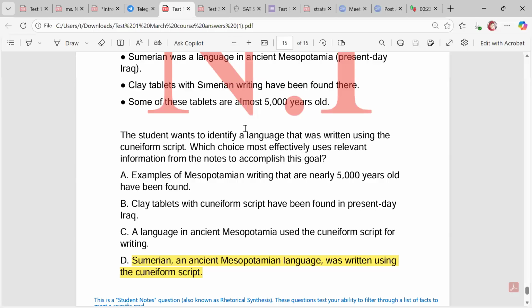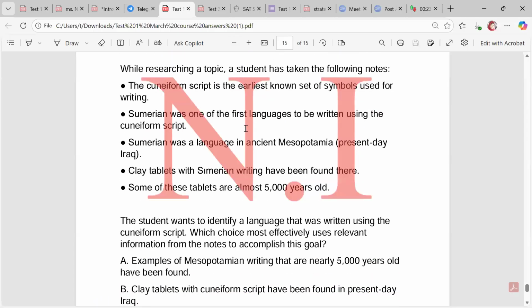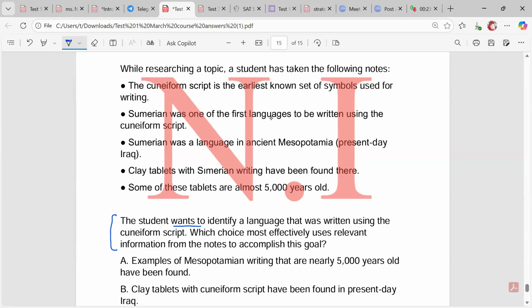You will always find this type of question at the very end of each module. This is the rhetorical synthesis question, or the note taking, the student's notes. We will focus on the goal. The student wants to identify, this is the goal, identify a language.